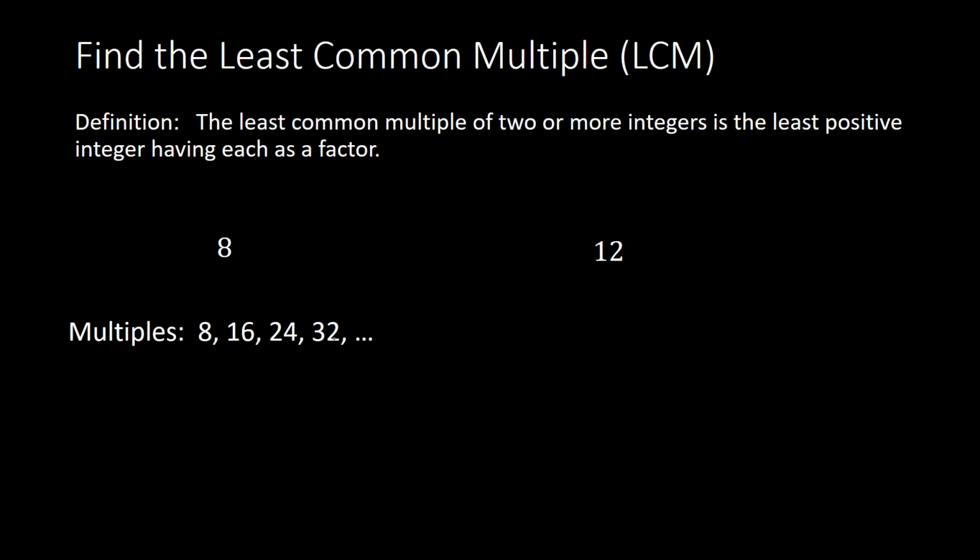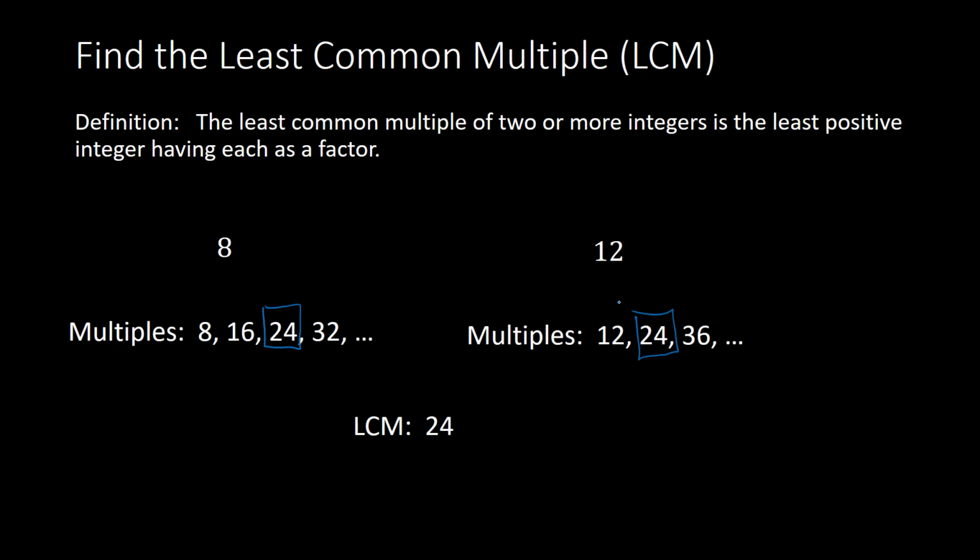Those are multiples of 8 because I'm multiplying 8 by a number. Multiples of 12 would be 12 times 1, or 12, 12 times 2, 12 times 3, and etc. So those are multiples, but the question is to find the least common multiple. So what is the smallest multiple that they have in common? Well, looking at the numbers 8 and 12, the answer would be 24. That is the smallest multiple that they both have in common. So my LCM would be 24.